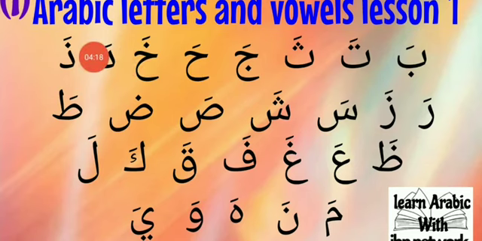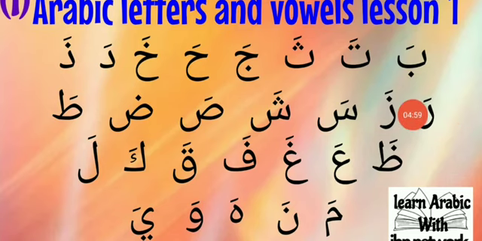Here we have dhal together with fatha. So we say dhal fatha dha. So we say dha, dha, dha. Here we have ra with fatha. So we say ra fatha ra. So we say ra, ra, ra.